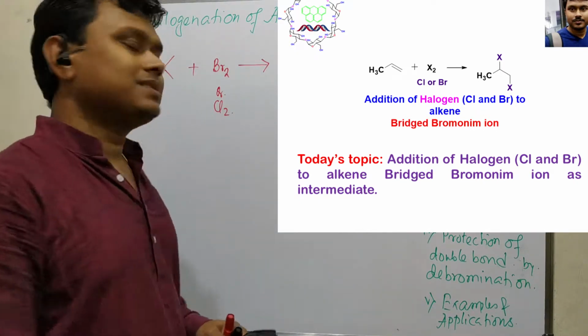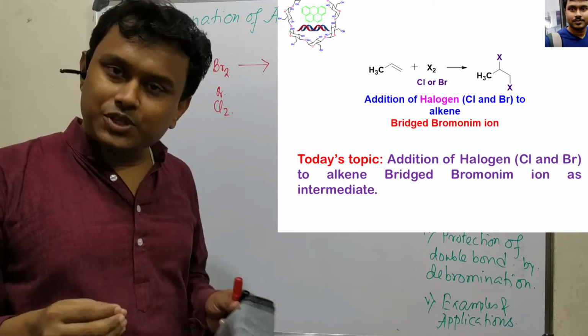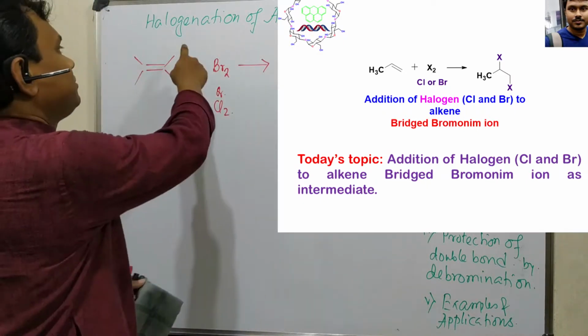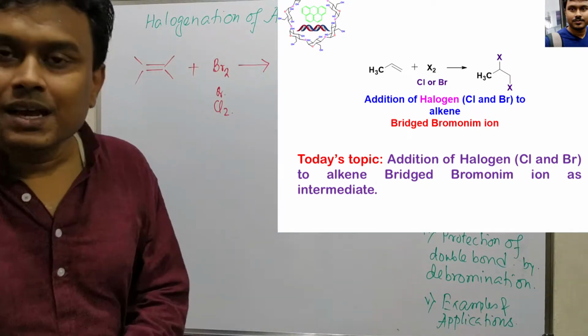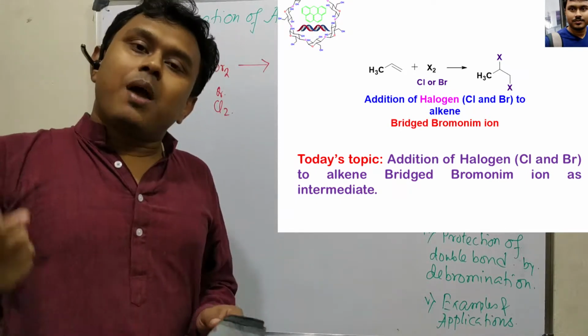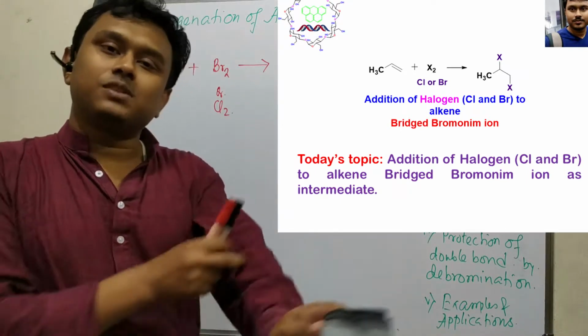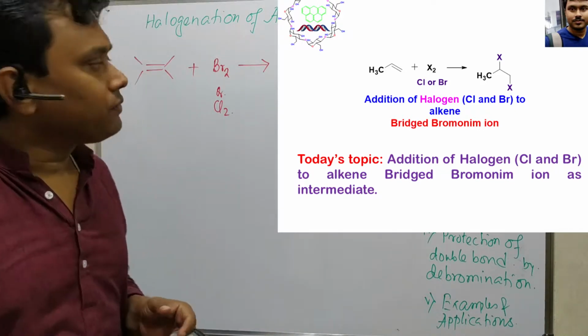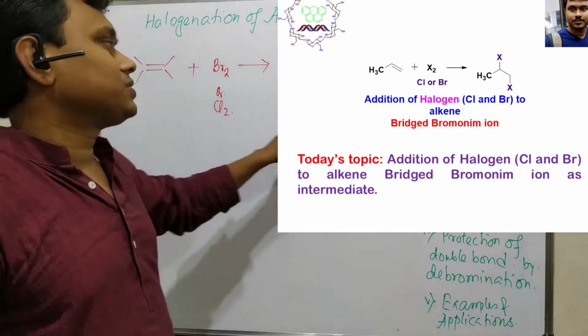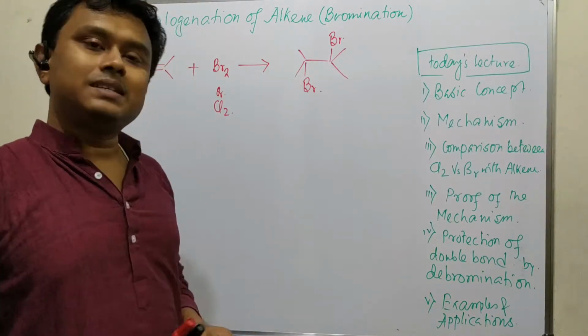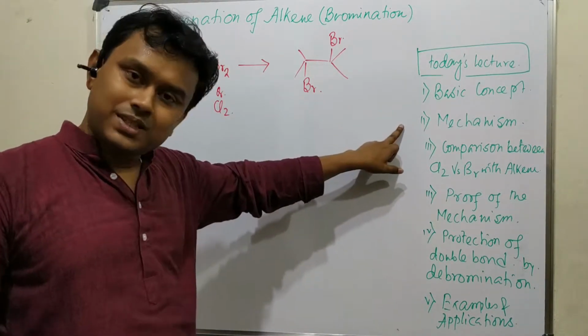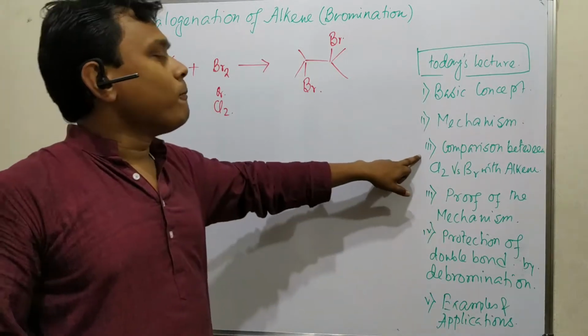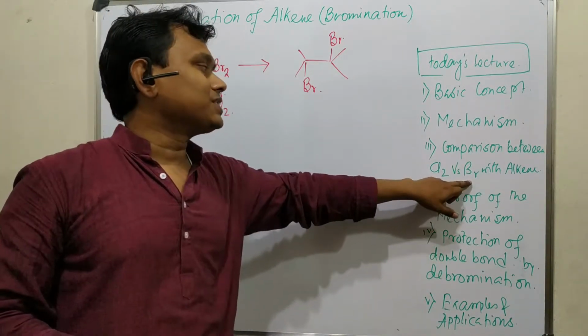So today we will discuss a basic reaction, that is halogenation of alkene. Mainly we will discuss bromination of alkene because that's the most important part of this reaction. Today's lecture will cover a few points. For example, the basic concept for this reaction. Second is the mechanism associated with this process. Then we will discuss the comparison between the reactivity of chlorine versus bromine.